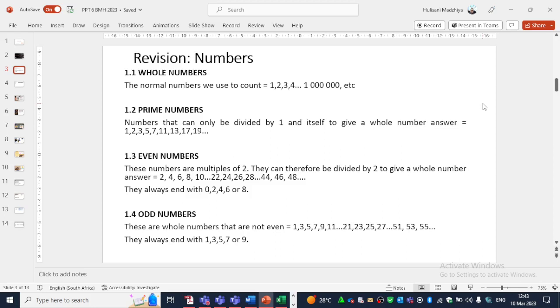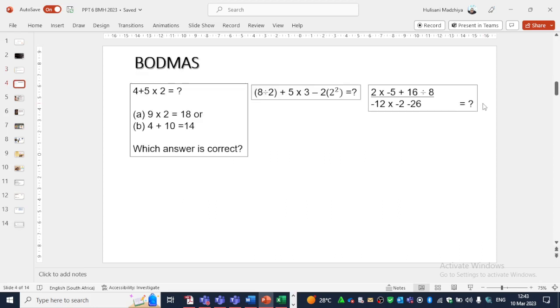So we're going to be using this to apply on today's lesson, which is going to be based on fractions. But before we start with the fractions, I want us to start by revising what we covered previously. So I'm going to come to you guys.